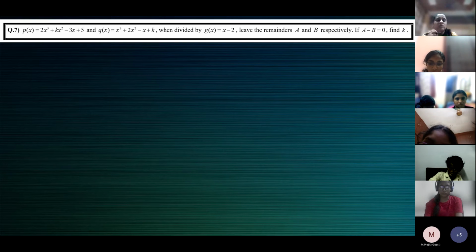Okay, so here we have two dividend polynomials, P of x and Q of x. When each of them is divided by x minus 2, they leave remainders a and b respectively. If a minus b is 0, find k. We have done a similar one earlier.